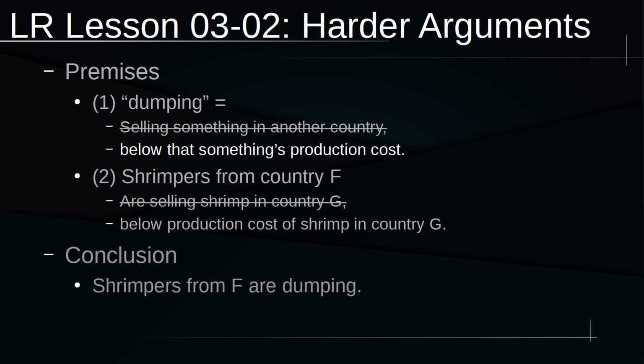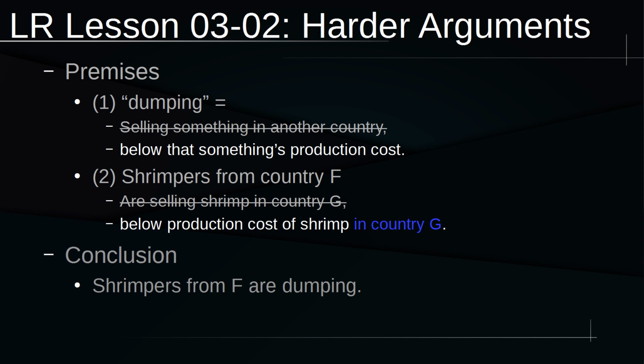The other part of dumping, in addition to selling something in another country, involves selling whatever that thing is below production cost. And now when I compare that against the scenario presented in the second premise, I see that the second premise tells us that the shrimpers from country F are not only selling shrimp in another country, country G, they are doing so below the production cost of shrimp in country G. And this is a bit interesting. I've highlighted country G here in blue because that is different from what we get in the second part of the dumping definition in premise 1.